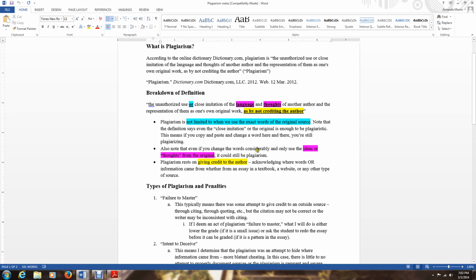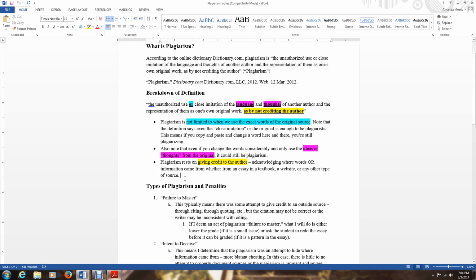Related to that is, even if you change the words entirely, so you're really only using the author's idea, or you use a date, which you can't put in your own words. 1973 is 1973. But if you don't give credit where you got that information, that you looked it up, that you verified it in a textbook or on a website or wherever you got it from, that's what the second bullet is here. Even if the words are completely different, if you got the information from somewhere else, it should be cited.